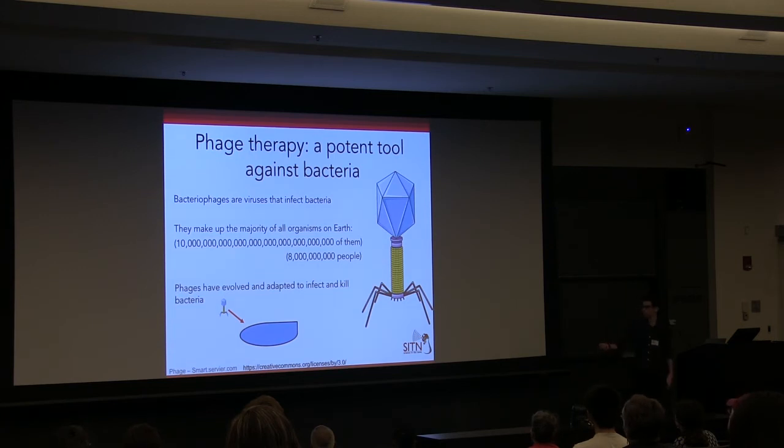So remember, this infection is very similar to a eukaryotic virus. So the phage goes into the bacteria, makes a bunch of copies of itself, kills the bacteria, and the phage go on.